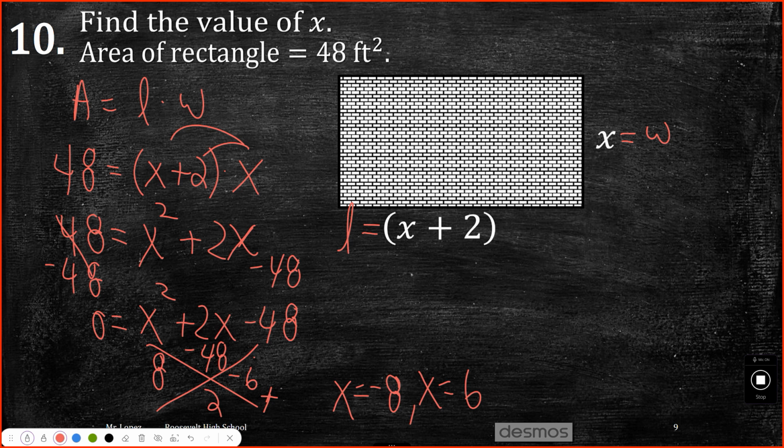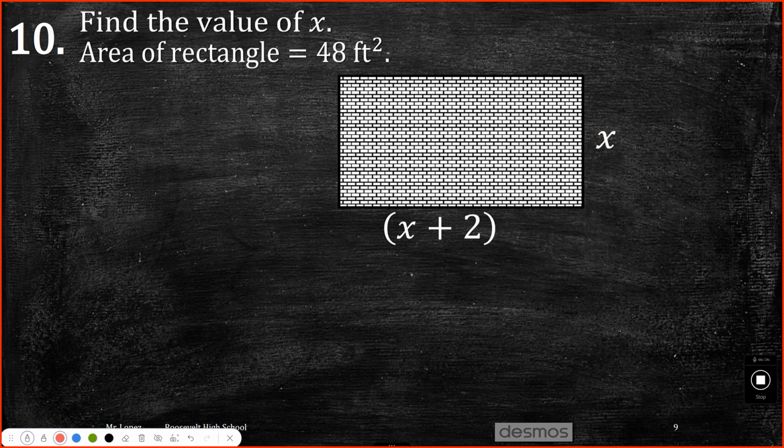But which one is the actual answer, if it's going to be true? It would be, because if I plug in x equals negative 8, I'm going to get negative 8 plus 2, which gives me a length of negative 6. In what world do you live that you can measure and get negative 6? Makes no sense. Not correct, so this wouldn't be an answer. x equals 6 is an answer, because then that would be 6, 6 plus 2 is 8, 8 times 6 is 48. So the answer is going to be 6.